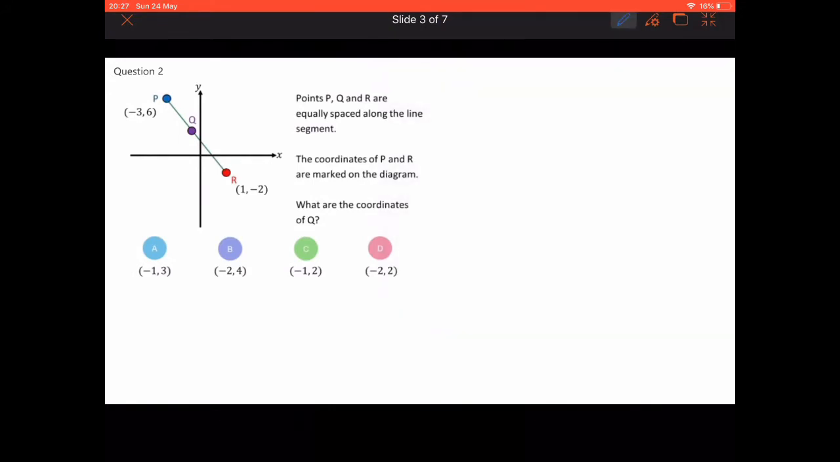On to question 2. Points P, Q and R are equally spaced along the line segment. The coordinates of P and R are marked on the diagram. What are the coordinates of Q? So basically it's telling us that Q is the midpoint of P and R. So just going to be using the midpoint formula again. So I'll quickly write that out.